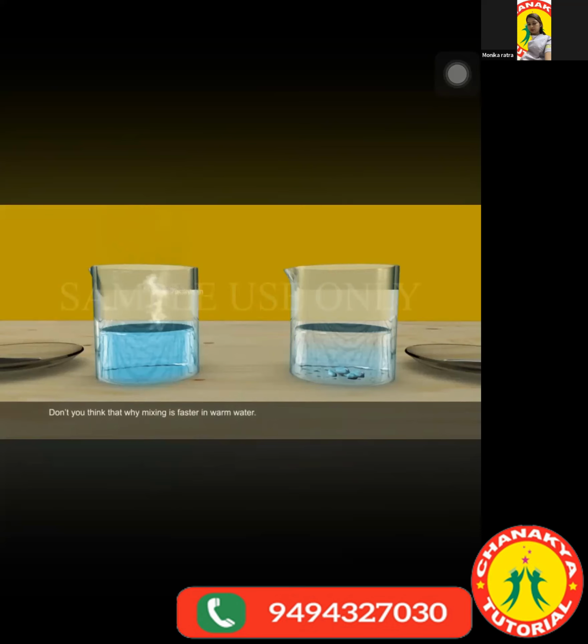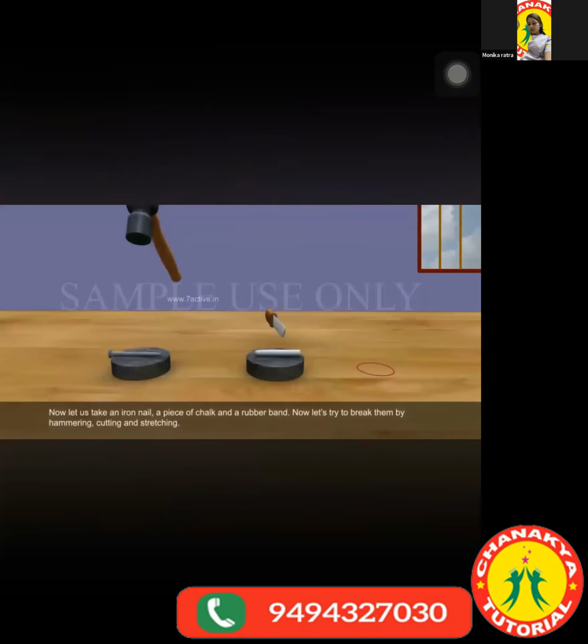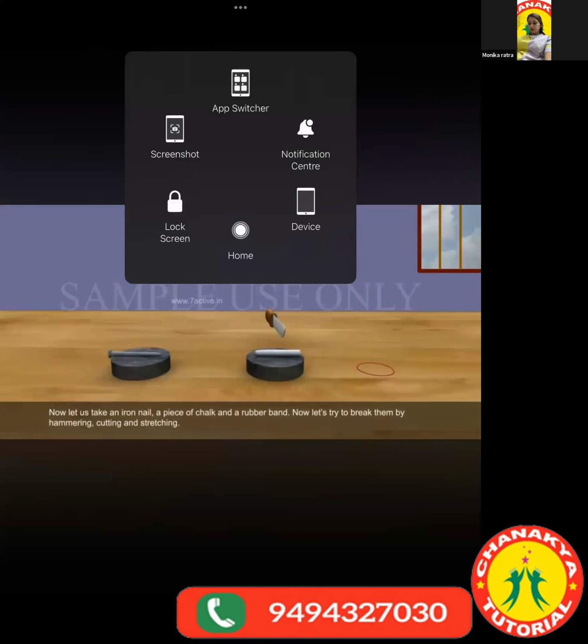Don't you think, why is mixing faster in warm water? Because the particles attract each other. The particles are held together with maximum force. Now let us learn why it happens. Activity 1. Now let us take an iron nail, a piece of chalk and a rubber band.